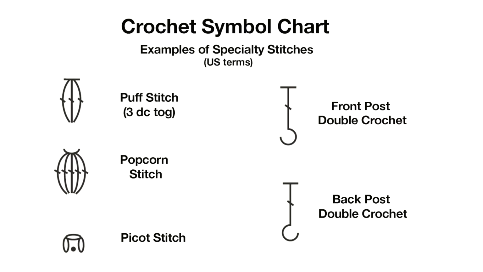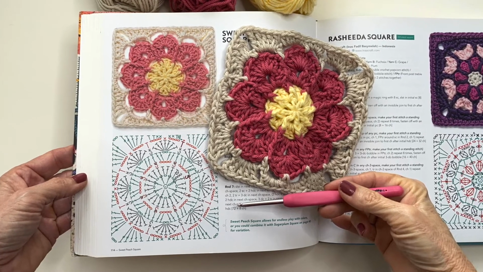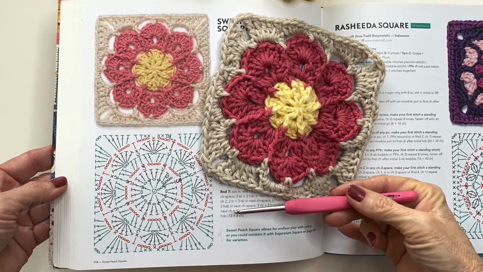You'll also often see these fishhook style symbols. These represent your front and back post crochet stitches. The little hook at the bottom is there to represent whether it's going in the front or the back of the stitch. Okay, so now let's look at the basic framework of a chart.